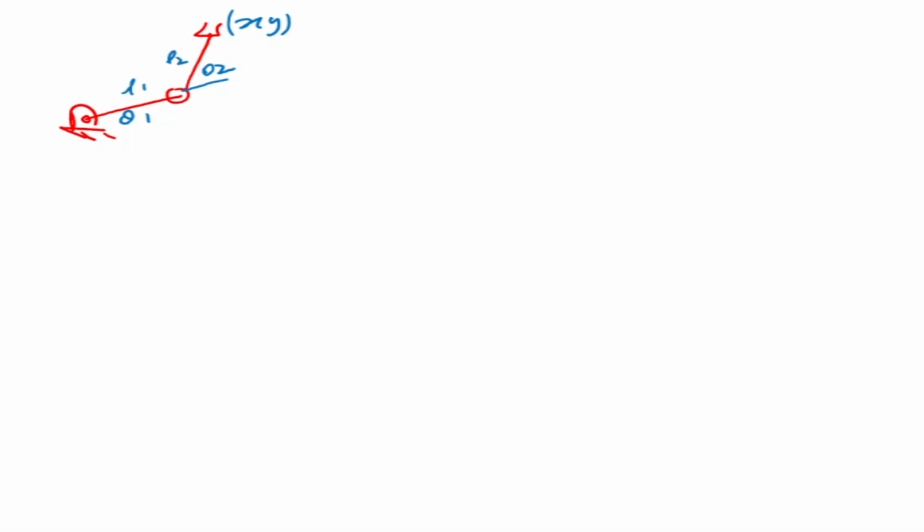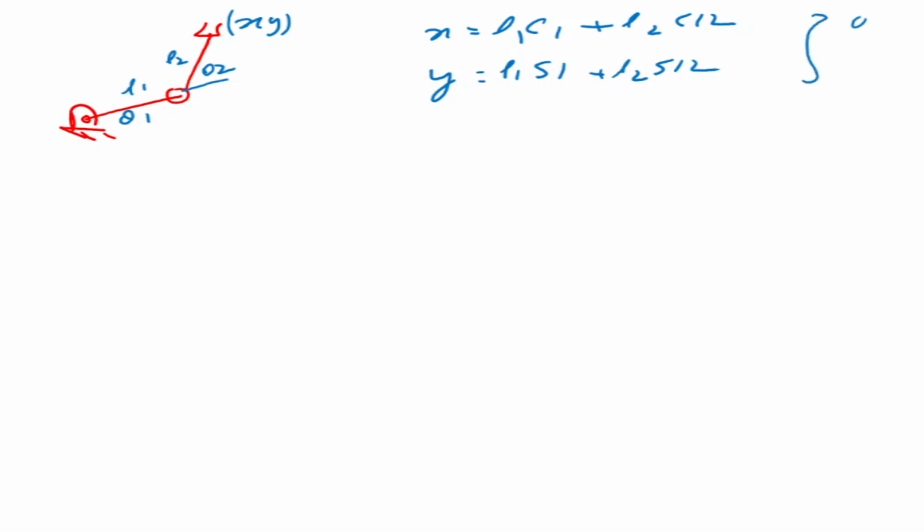And we said that in this particular case, we can write our equation x is equal to L1 cos theta 1 plus L2 cos (theta 1 + theta 2). And we can write y is L1 sin theta 1 plus L2 sin (theta 1 + theta 2). Then we take the derivative of this, the partial derivative. There are 2 variables here, theta 1 and theta 2.